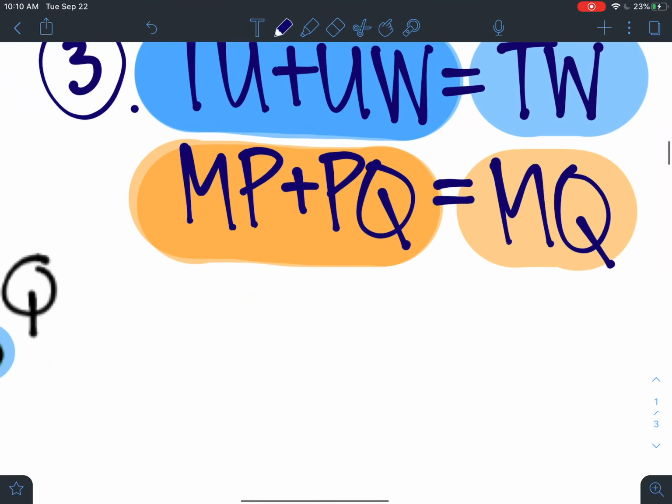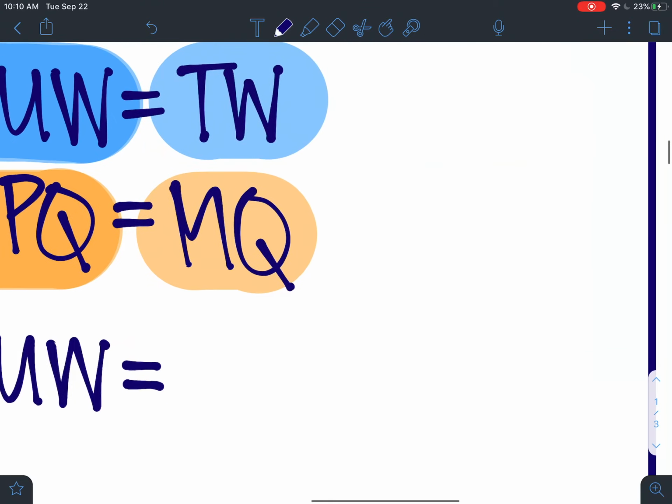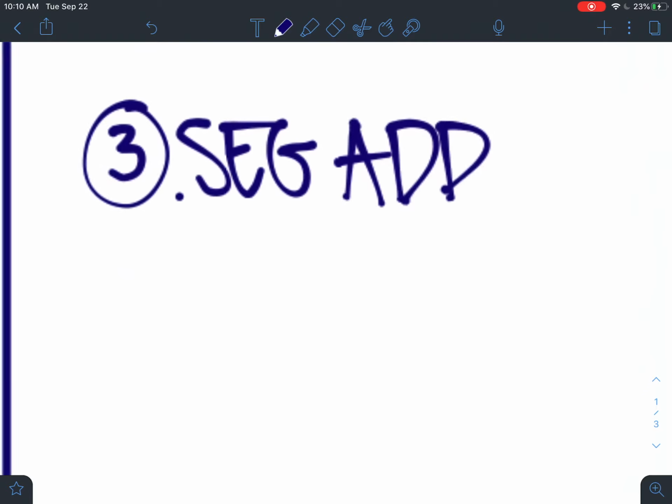So what I'm going to get is TU plus UW equal to MP plus PQ, and that's through substitution.